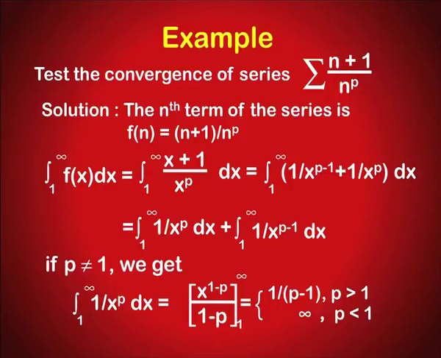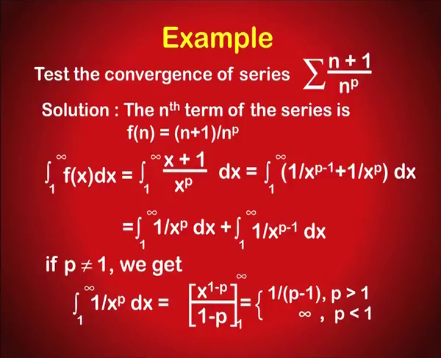Integral 1 to infinity f(x) dx is equal to integral 1 to infinity (x plus 1) upon x to the power p dx. This is equal to integral 1 to infinity [1 upon x to the power p minus 1 plus 1 upon x to the power p] dx. This is equal to integral 1 to infinity 1 upon x to the power p dx plus integral 1 to infinity 1 upon x to the power p minus 1.